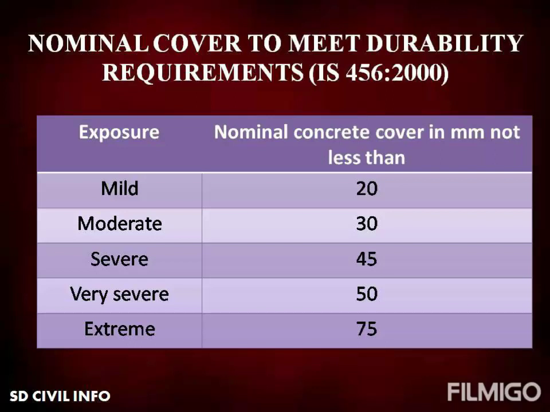For mild condition, the nominal concrete cover should not be less than 20 mm. For moderate condition, it is 30 mm. And for severe condition, it is 45 mm. For very severe condition, the value should not be less than 50 mm. And for extreme condition, the nominal concrete cover value should not be less than 75 mm.